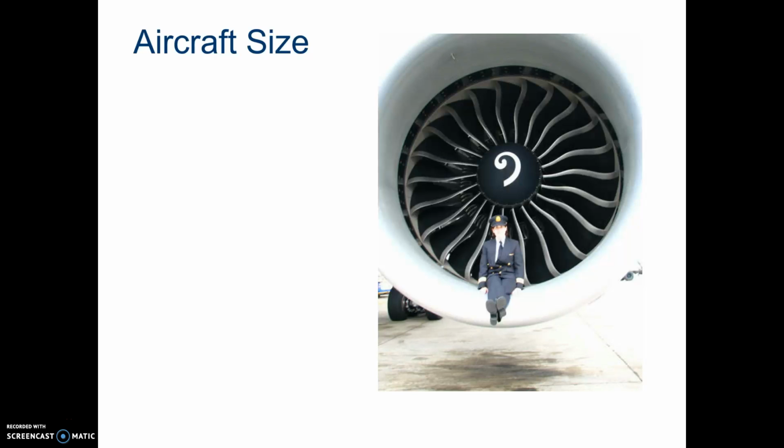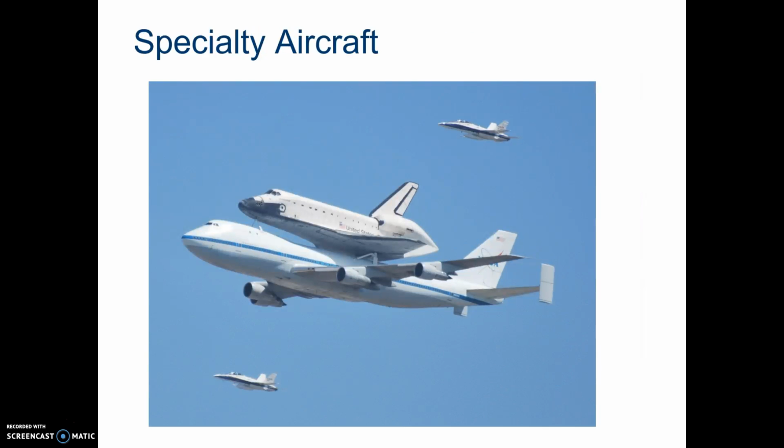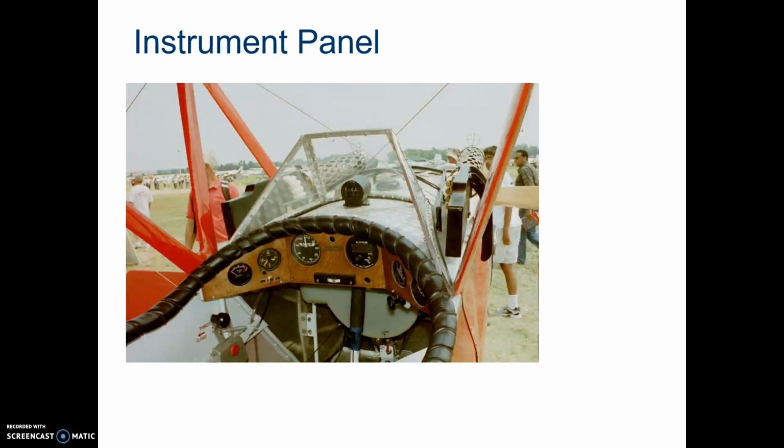So we're talking about aircraft size. We look at left here with this pilot sitting in the engine to show you how tall or how big the actual engine is. Then, of course, back when we had a space shuttle fleet, this is how they would transport them from location to location. They put it on basically the top of an airplane and then fly it across the country. But, of course, that's no longer needed because we don't have any more space shuttles.